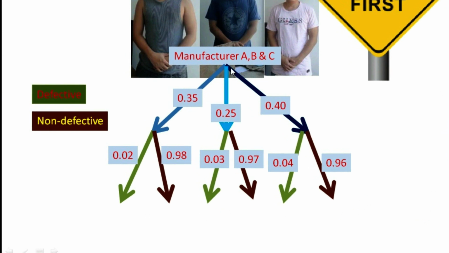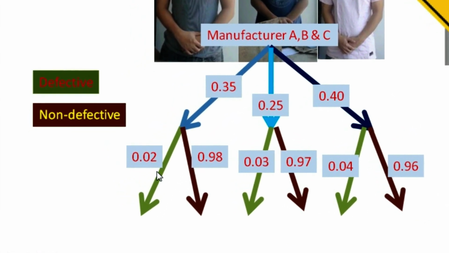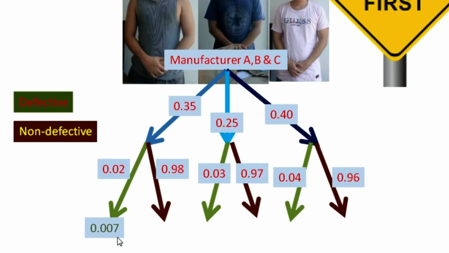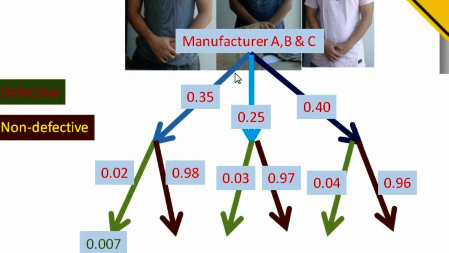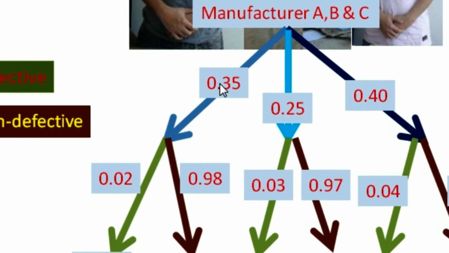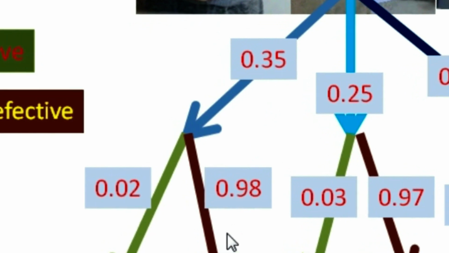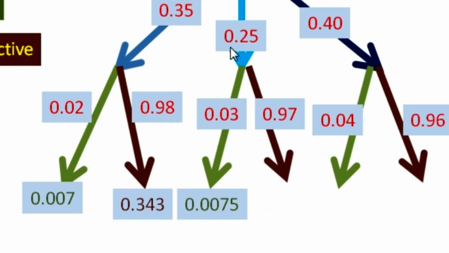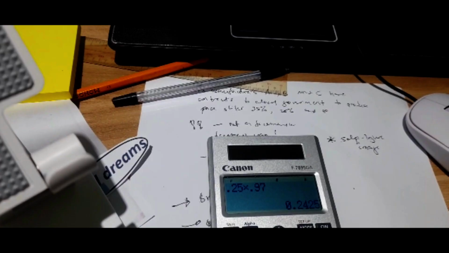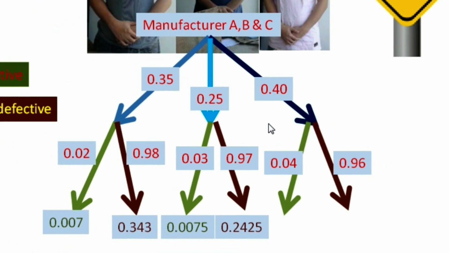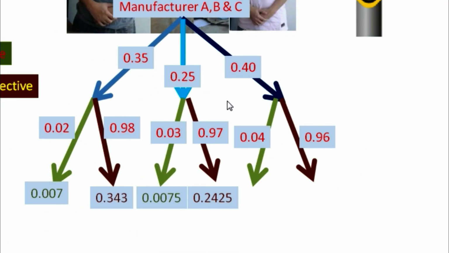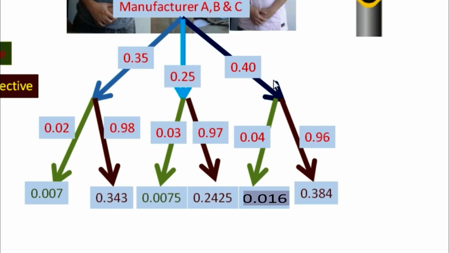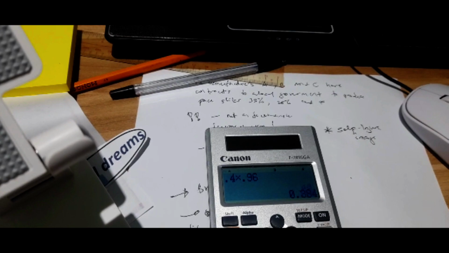This one, A: 0.35 times, if it goes to this path, times 0.02, and we will have a value of 0.007. We do the same thing, still from branch A, for the non-defective: 0.35 times 0.98 is 0.343. Okay, we do the same thing: 0.25 times 0.03 is 0.0075, 0.25 times 0.97 is 0.2425. Then 0.4 times 0.04 is 0.016, and 0.4 times 0.96 is 0.384.